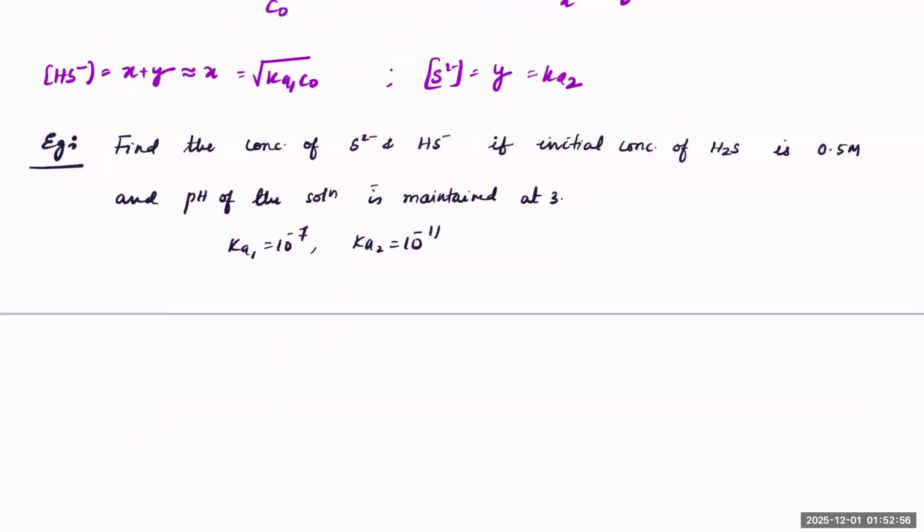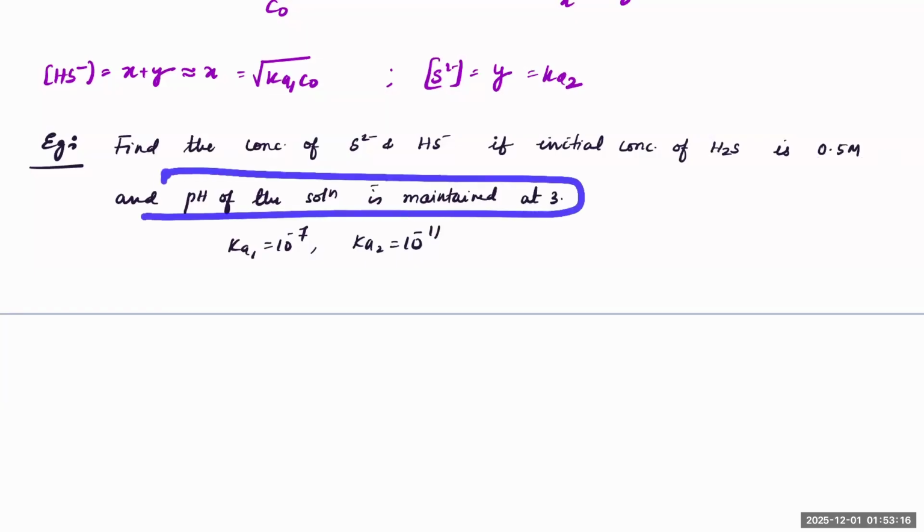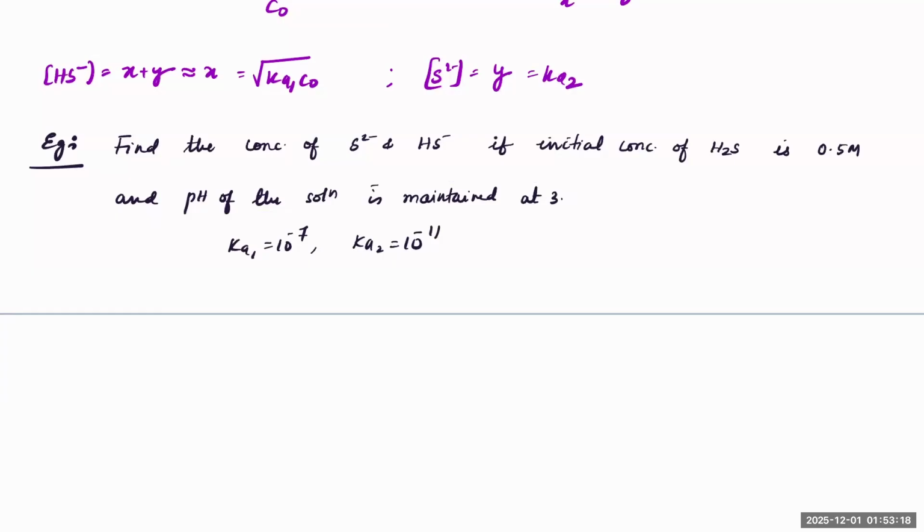In the same lines, one more question has been asked. This was asked in one more year, not the same year, and it is a JEE Advanced question. Check. They have asked like this: find the concentration of S2 minus and HS minus if the H2S concentration is 0.1 molar, but the pH of the solution is always maintained. Maybe this acid is in a buffer solution where the pH is maintained at 3.